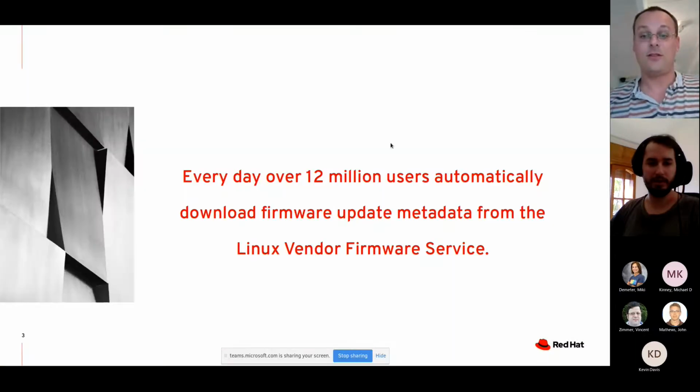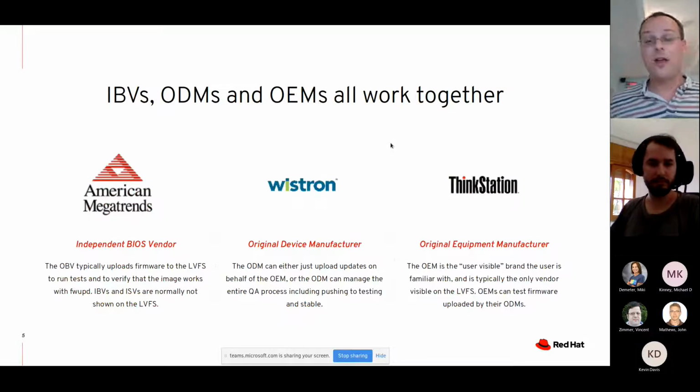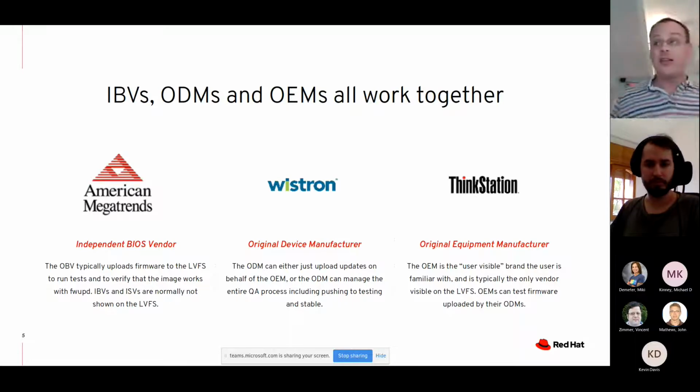Right. So essentially, 55 million downloads. We have the IBVs, ODMs, and OEMs all working together, and we reflect the whole supply chain on the LVFS as well. So we get an idea of which ODM is being used for what products, and whether it's an Insyde BIOS or an AMI BIOS, etc. We know all that stuff.